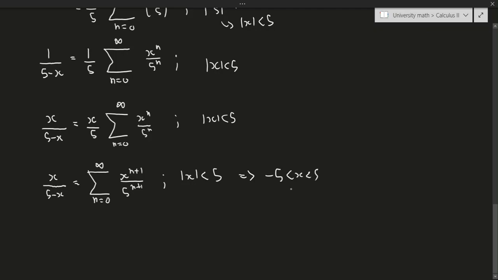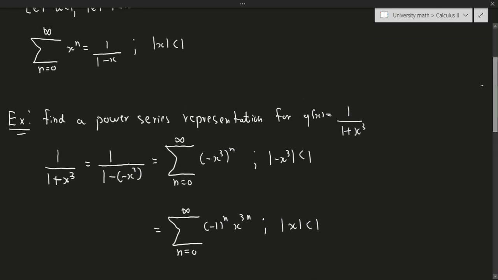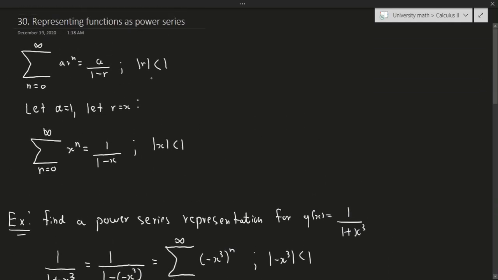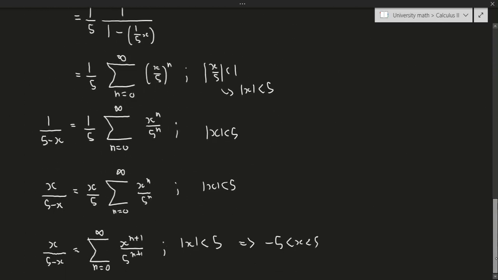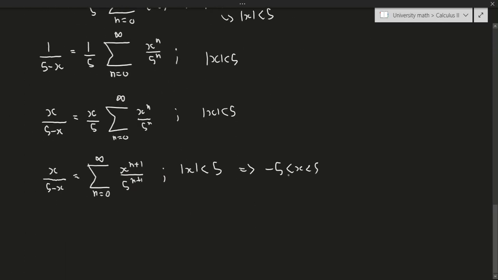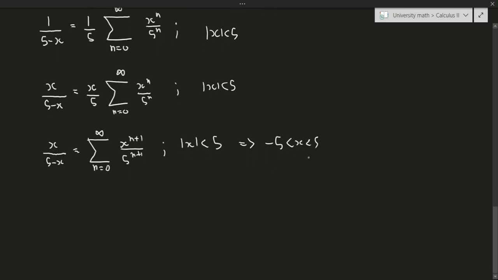We don't need to check the endpoints, and the reason for that is because we already know that for the geometric series, this is sufficient for convergence of a geometric series. So manipulating this further already takes the endpoints into account. So we don't need to check the endpoints, it's already done for us. So this is the interval of convergence. So we don't need to do anything right there.